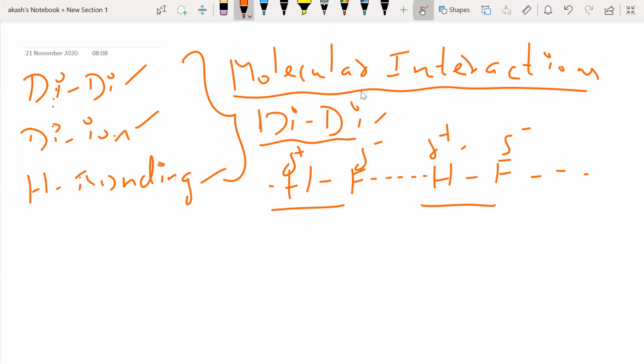Fine. Now what about this? What do you mean by dipole ion interactions? Right, now very simple. Say I'll take an example. I have sodium chloride salt. Now I'm going to dissolve the sodium chloride salt in water.